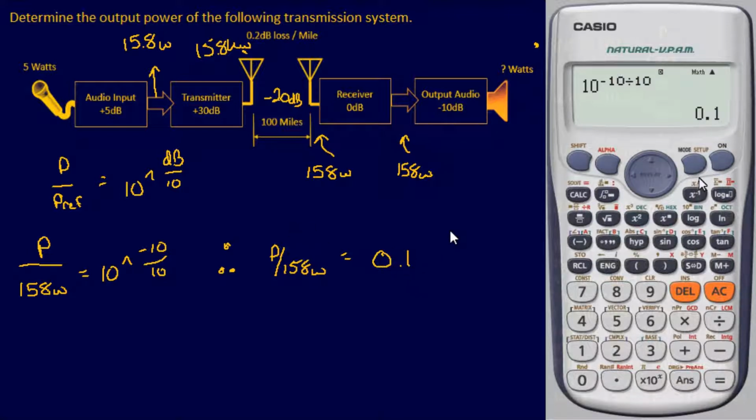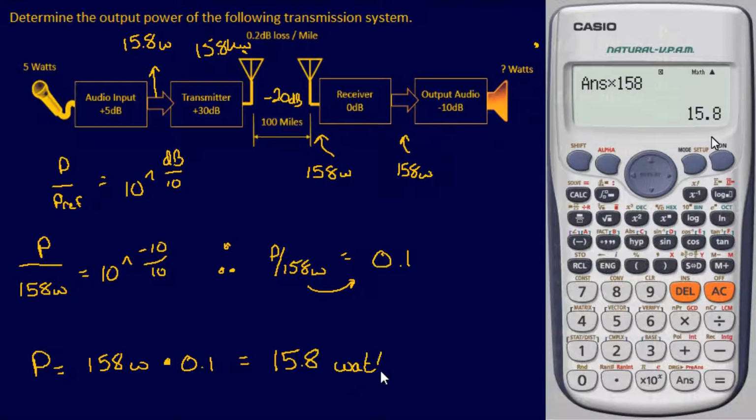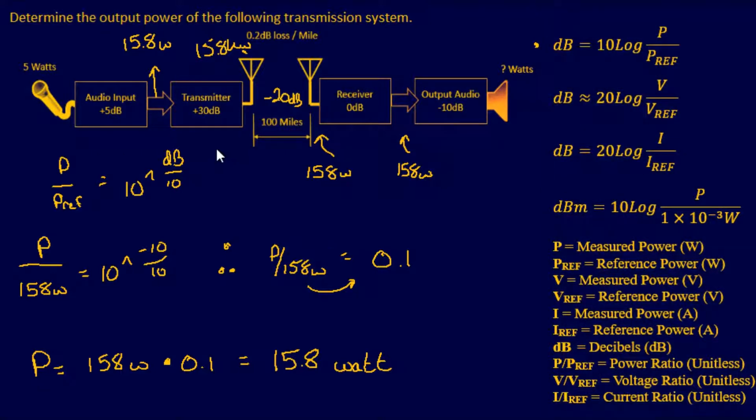P over 158 watts equals anti-log of negative 1 equals 0.1. That's pretty easy. And again, we're going to multiply both sides here. So we're going to have P equals 158 watts times 0.1. And that's going to give us a final answer of 15.8 watts. So right now we went from start to finish and found our input and output of each one of these. And it's 15.8 watts. I'll put that right there.